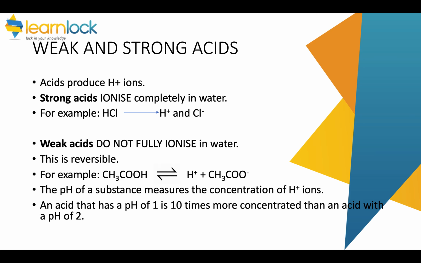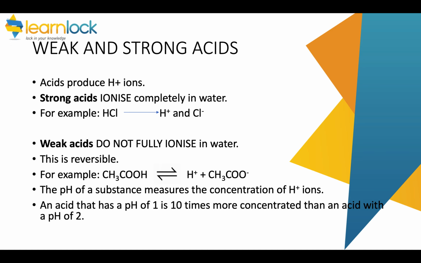So what is the difference between weak and strong acids? Well, acids produce H plus ions. Strong acids ionise completely in water. For example, hydrochloric acid ionises completely to make H plus and Cl minus. Weak acids don't fully ionise in water and are often reversible. For example, ethanoic acid.